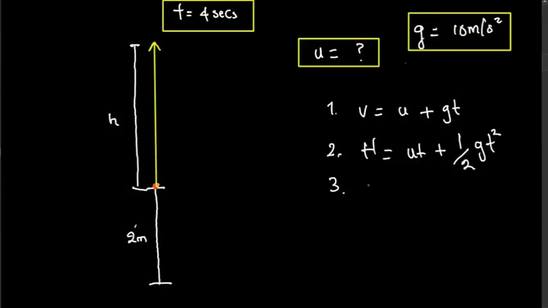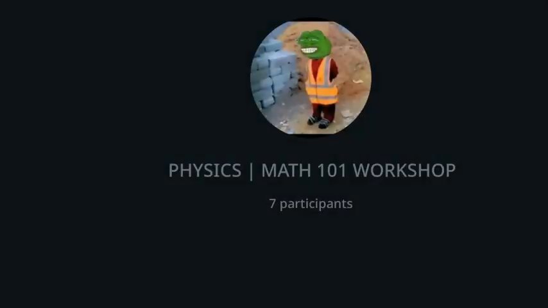So number 3, we have V squared equals U squared plus 2GH, because this is motion under gravity.